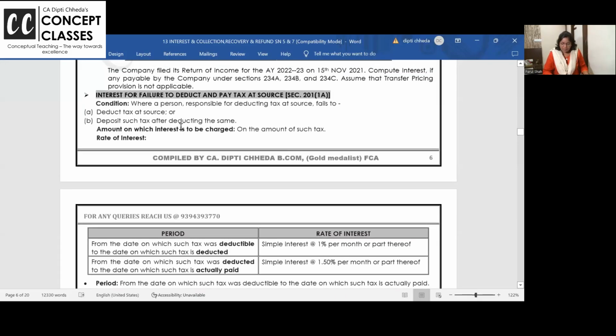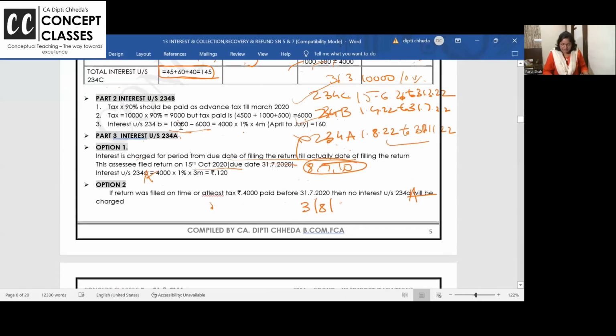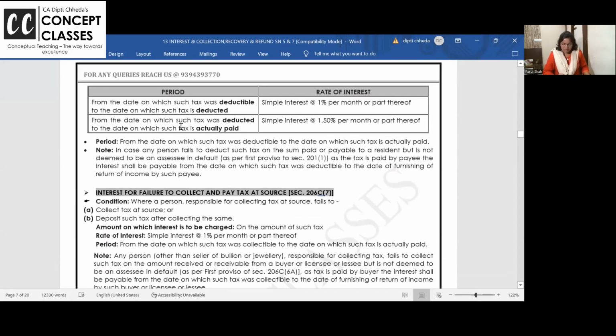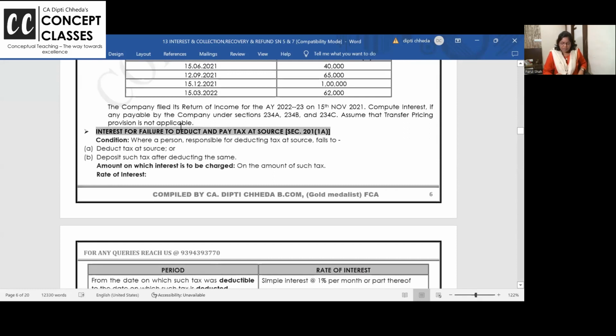Let us go to 234D. 234D interest, D comes later. Now in line whatever interests are given, I am doing. Interest for failure to collect and pay the TDS, TCS, all. So first for the TDS. If you fail to deduct the TDS and give the full payment, I had to pay you salary 10 rupees, 1 rupee TDS cut, 9 rupees I had to pay you. I paid you the full amount. I missed deducting TDS and paying to government.